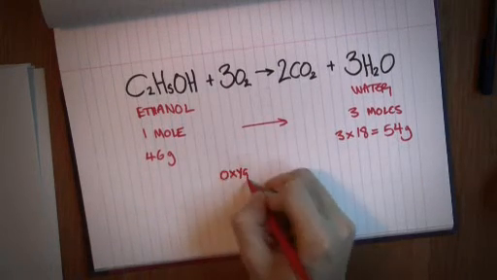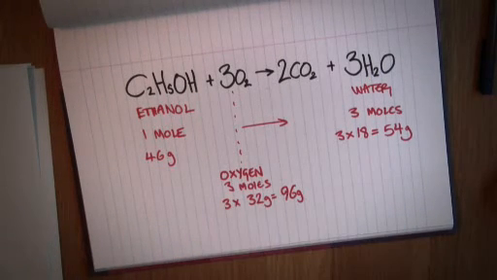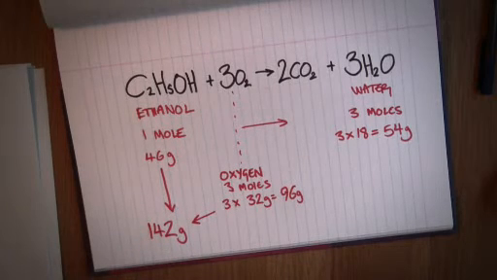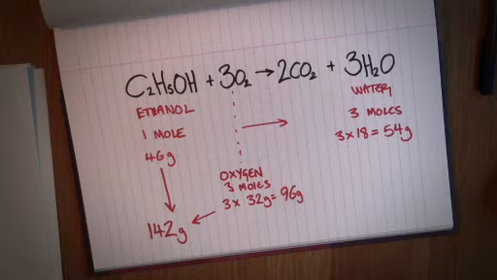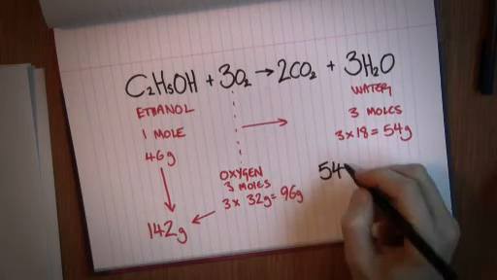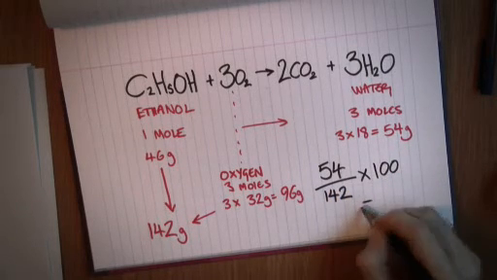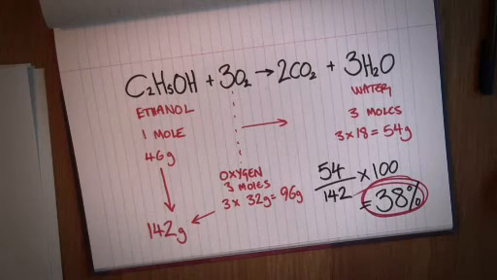Okay, and you used up 3 moles of oxygen to do that. That means you reacted 3 times 32 equals 96 grams of oxygen, plus 46 grams of ethanol. That's 142 grams of starting material in total. Divide the product by the starting materials and multiply by 100% to get the efficiency. So 54 grams of product, water, divided by 142 grams of starting materials, times 100%, is 38%. That's your atom economy.